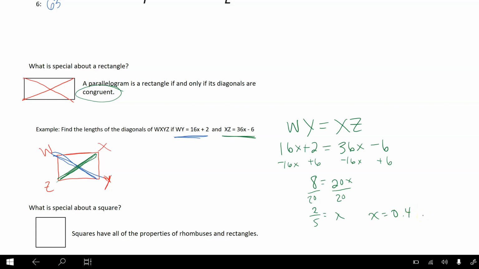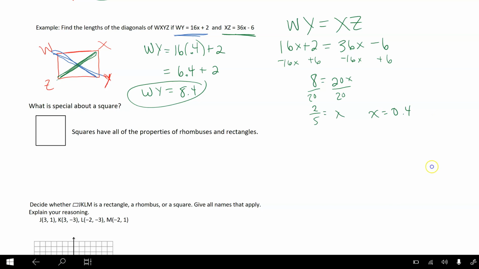It doesn't matter which way you want to do it. And then they want us to find the lengths. Well, we know the lengths are equal, so we can plug our x into either one of those. So let's say WY is equal to 16 times 4/10 plus 2. So that's going to be 6.4 plus 2. So WY equals 8.4. And they're both the same, so we're good right there. We've solved for both of them.